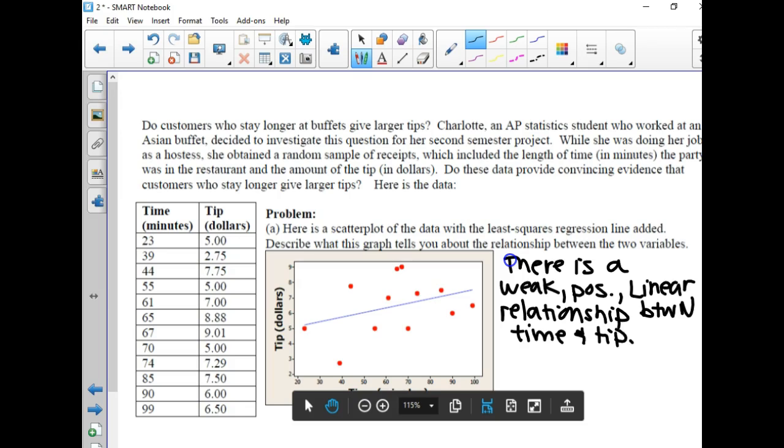Okay? What did we get from the SUDS? We got the shape, the direction, and the strength. What we didn't get was the potential outlier. We have a potential outlier at 40, comma, or is that 40? Must be 44. 44. Oh, 39, yeah. 39, 2.75.